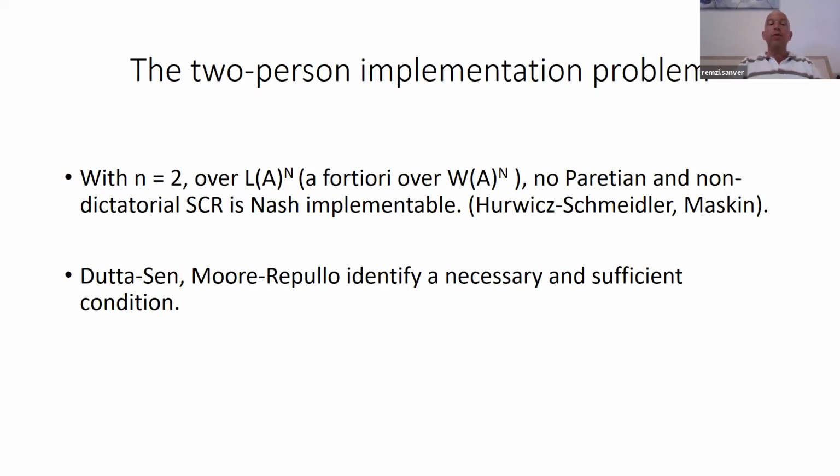We know that over the full domain of preference profiles with 2 individuals, even when you restrict yourself to linear orders, Pareto optimality and non-dictatoriality are incompatible with Nash implementability. So basically, nothing efficient and non-dictatorial is Nash implementable when you have 2 individuals.